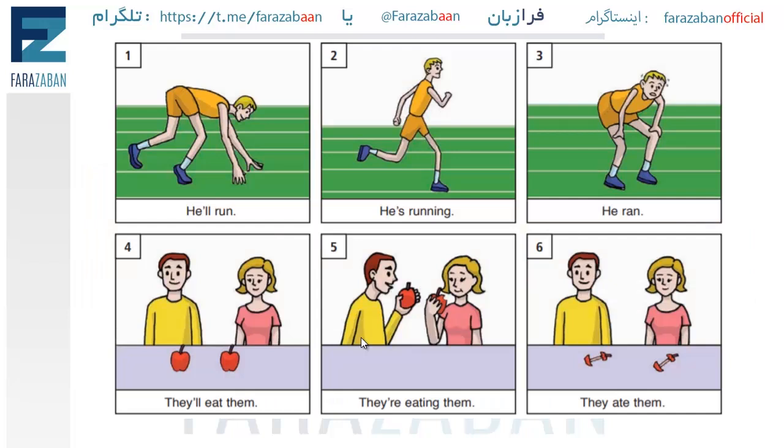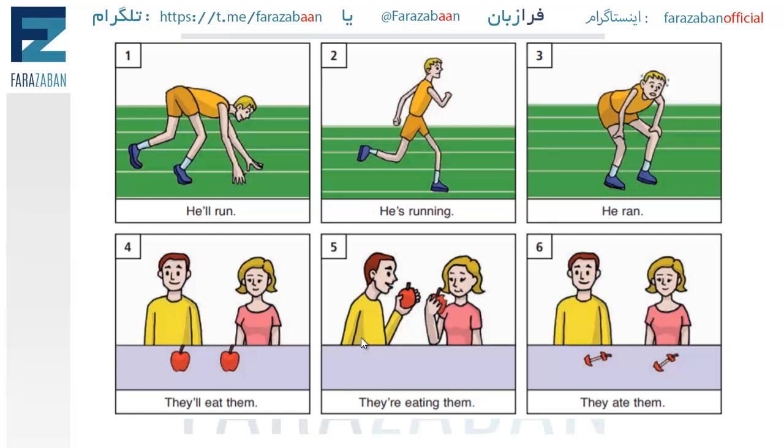بریم سراغ افعال بیقاعده. He'll run. He's running. He ran. The first one is future. Number 2 is present continuous. Number 3 is past simple. But this is irregular, okay?